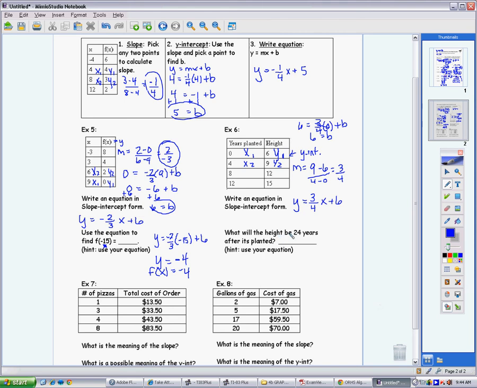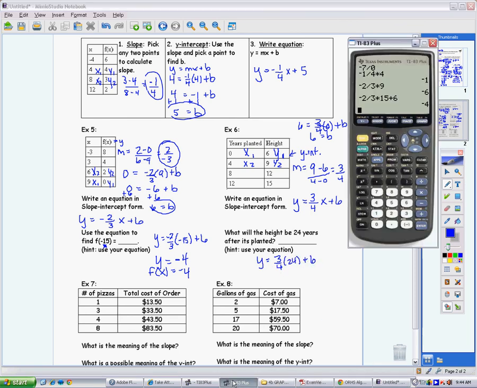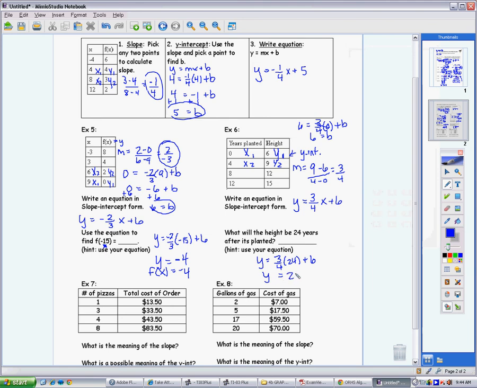What will the height be 24 years after it's planted? Okay, well, height represents my y value, so I'm trying to find y. And I'm going to have 3/4 times 24 plus 6. Again, I can use my calculator. 3/4 times 24 plus 6. And I can predict my plant is going to be 24 units. Doesn't say if it's feet or not. It's going to be 24 units high.